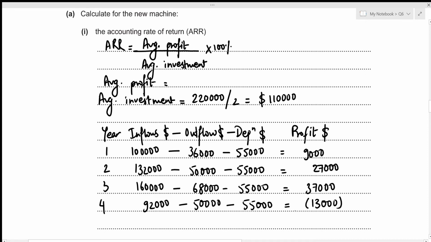Now we figure out our total profit for the 4 years. That's just going to be the sum of these 4 amounts. So that's 9,000 plus 27,000 plus 37,000 minus 13,000, which results in 60,000. So that's the total profit for 4 years.